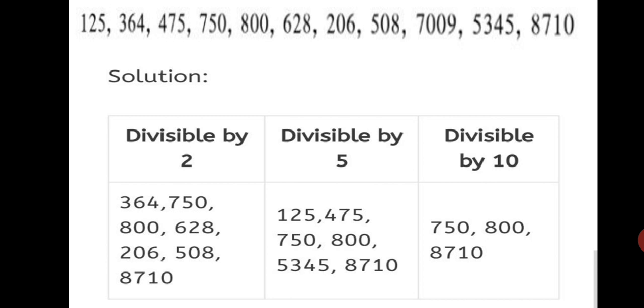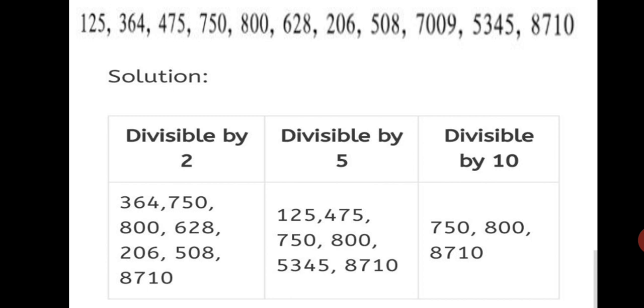Next number 800. 800 has got 0 in its units place, so it will be divisible by 2, by 5 and also by 10. Alright. 628. 628 is divisible by 2 only. 206 divisible by 2. 508 again divisible by 2. 7009 not divisible by 2, 5 or 10. Not divisible by any given number. So you need not write it anywhere. 5345 divisible by 5. 8710 divisible by 2, 5 and 10.